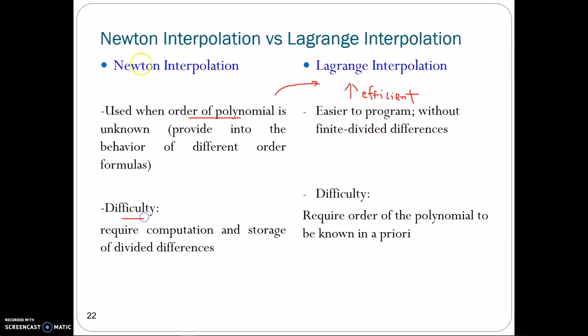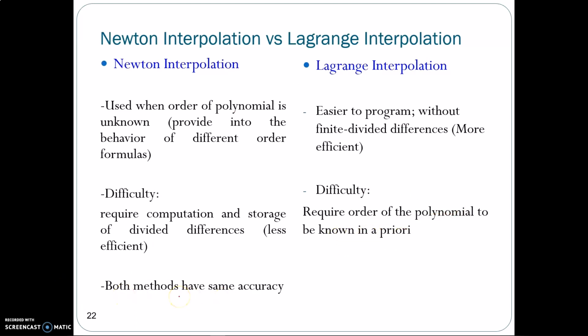The difficulty of the Newton interpolation is that this method requires computation and storage of the divided difference, which is less efficient. On the other hand, the Lagrange interpolation requires the order of the polynomial, which is n, to be known in advance. You should know that both methods have the same accuracy.